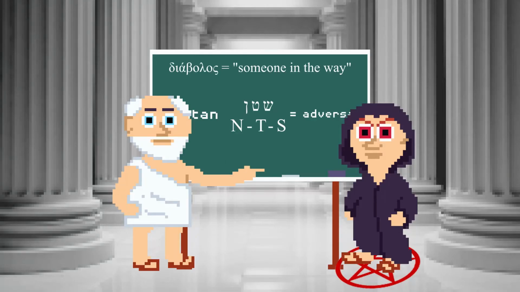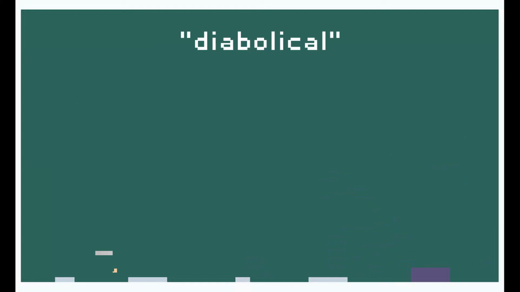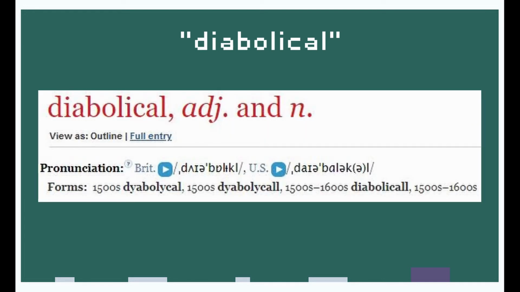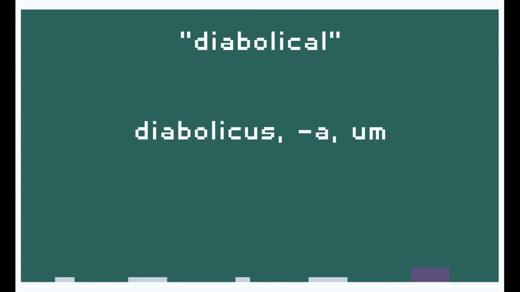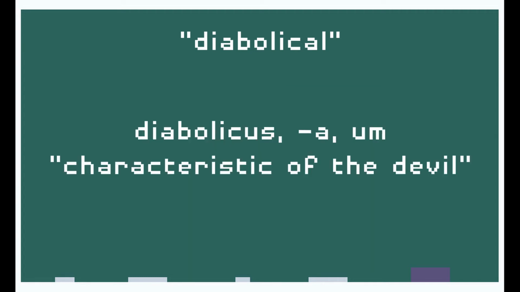Now, if you're smarter than Rufus, you've probably already made the connection to the English word diabolical, which of course comes from this Greek word diabolos. It's not a particularly old word. Forms of diabolical only trace back to the 1500s in English, when the word was borrowed directly from the late Latin adjective diabolicus, which means characteristic of the devil, hence the word's English meaning.